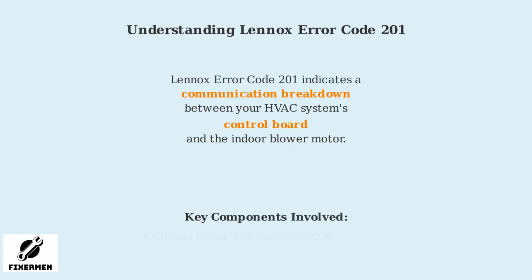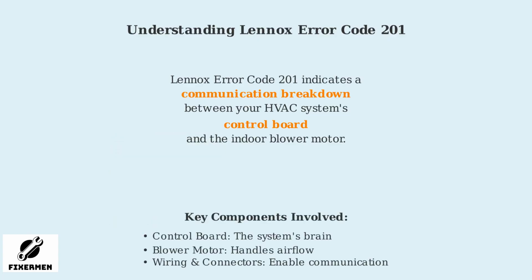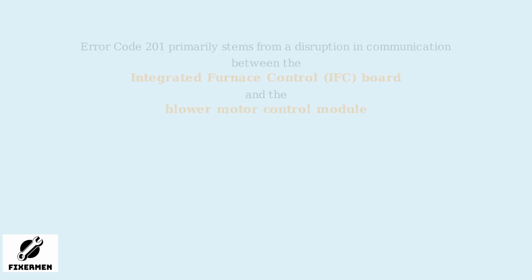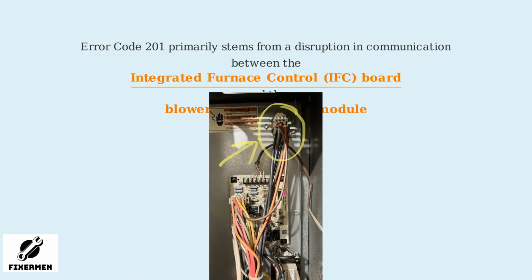Key components include the control board, which sends signals, the blower motor, which modulates airflow, and wiring that must remain intact for proper communication. According to Lennox data, this error accounts for 12% of all service codes, highlighting its prevalence in HVAC diagnostics. Error code 201 primarily stems from a disruption in communication between the integrated furnace control board and the blower motor control module.